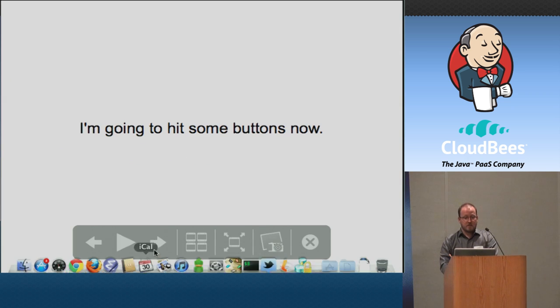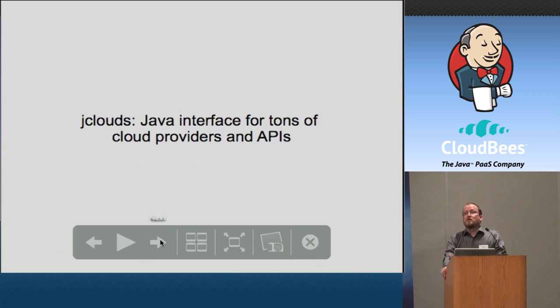What is jclouds? jclouds is a Java interface for tons of different cloud providers and APIs. EC2, OpenStack, CloudStack, VMware's vCloud stuff, and way more than I can remember off the top of my head. It's somewhere in the vicinity of 30 providers and another 15 or 20 APIs. 1.5.0 just came out this week and is pretty awesome.